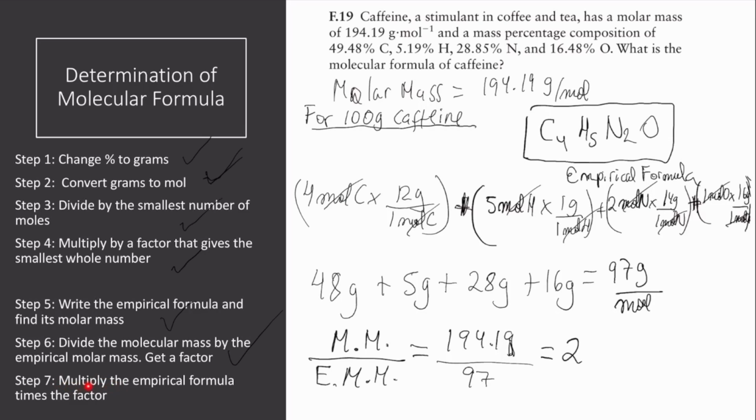For step 7, we multiply the empirical formula times this factor. The empirical formula has 4 moles of carbon, so multiplying this times 2, we get 8 moles of carbon. For hydrogen, we have 5 times 2, 10. For nitrogen, we have 2 times 2, 4. For oxygen, we have 1 times 2, 2. And this is the molecular formula of caffeine.